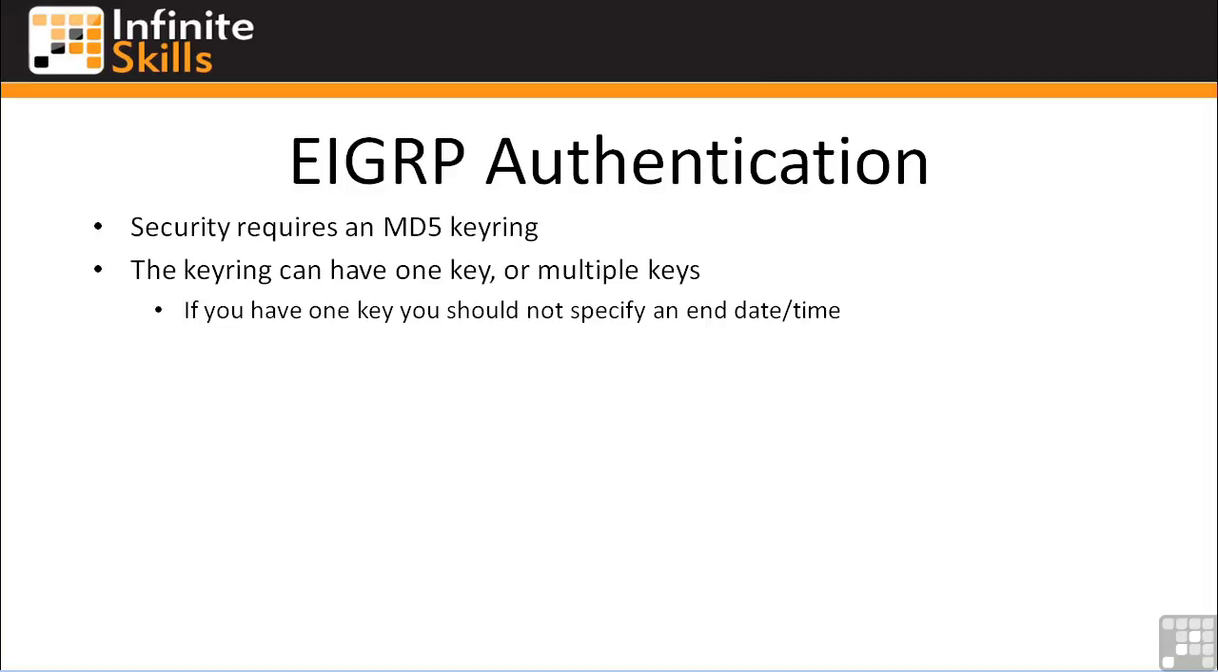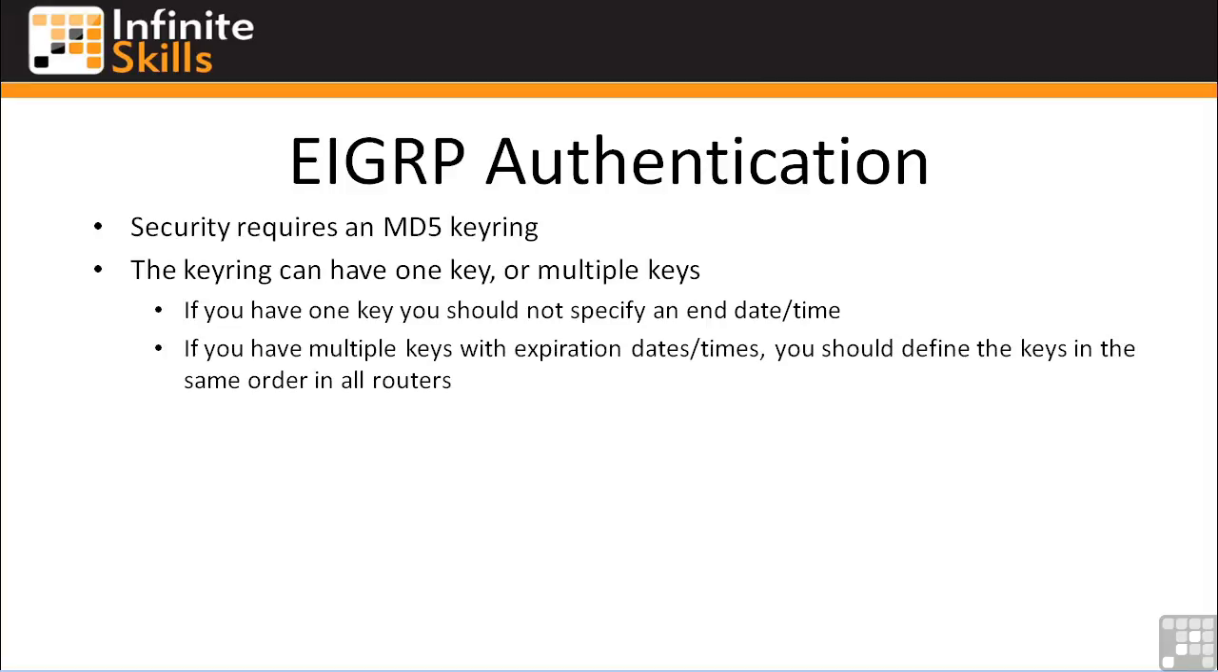Because the MD5 implementation on Cisco routers looks through the keyring in the order that the keys were presented and uses the first valid key that it finds, if you have multiple keys with expiration dates and times, you should define the keys in the same order in all the routers. That way you know this specific key will be found when the proper date and time parameters are met.